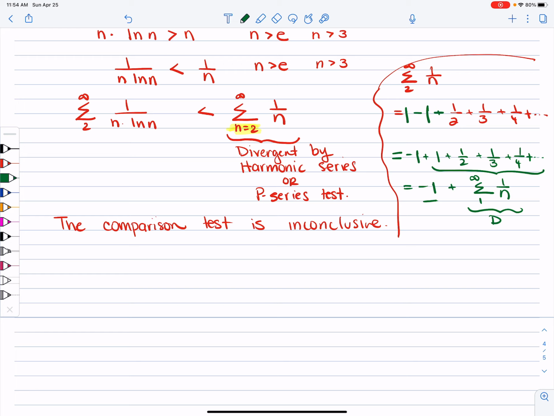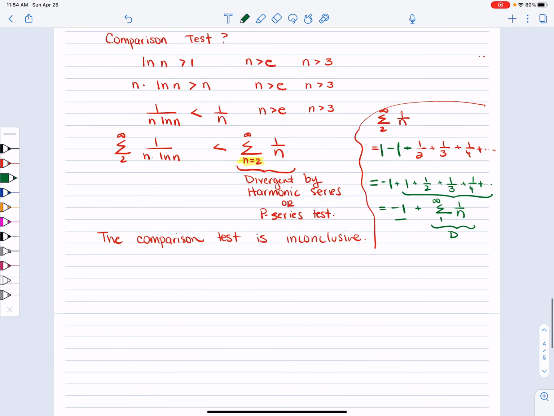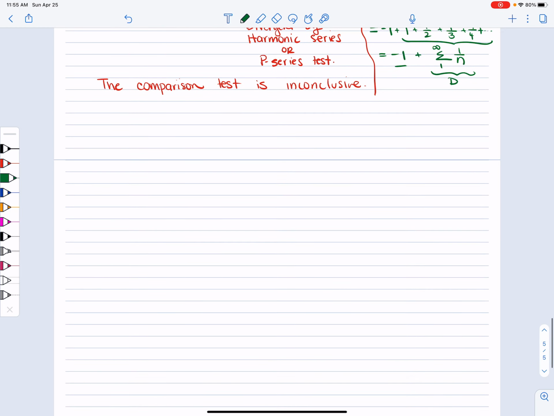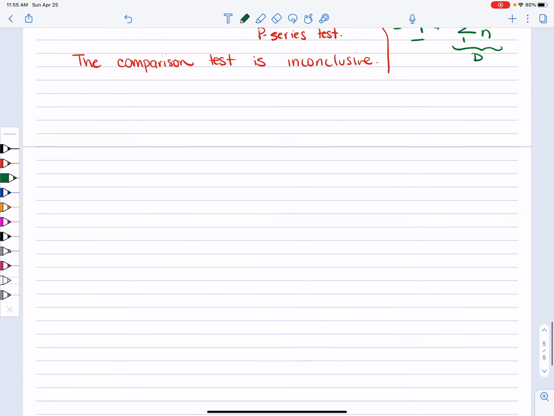So we just established that the comparison test is inconclusive. It can't tell us anything. So because it's not going to be able to help us with anything, we can look at the integral test and see where that takes us. So we're going to let f of x be equal to 1 over x times ln of x.